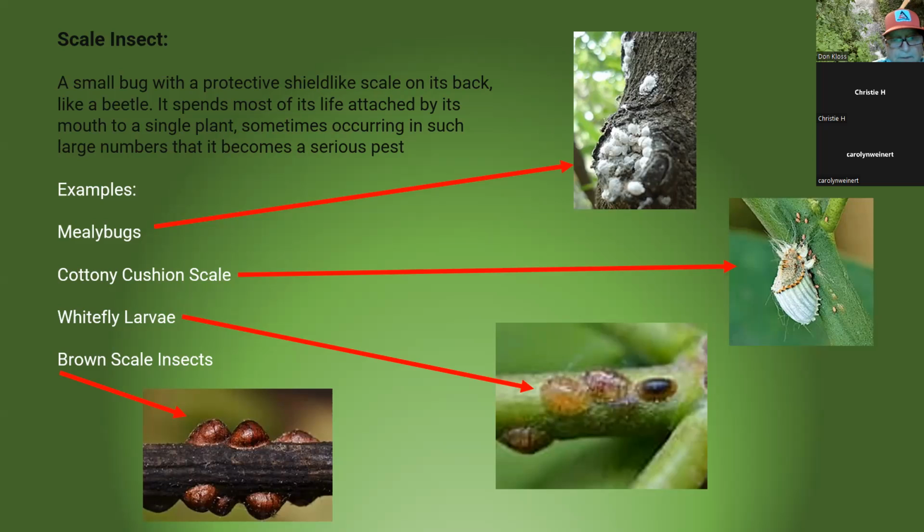And here are the four most common examples. First of all, mealybugs, which I'm sure everybody's probably heard of, maybe even seen. Second is the cottony cushion scale. And then third, the whitefly larvae. And then fourth, the brown scale insect. So those are the four most populous ones.